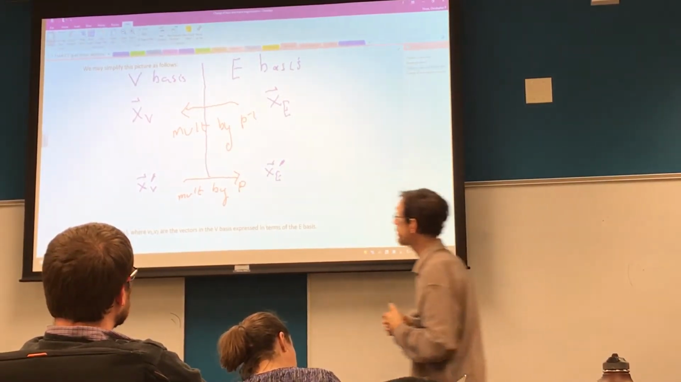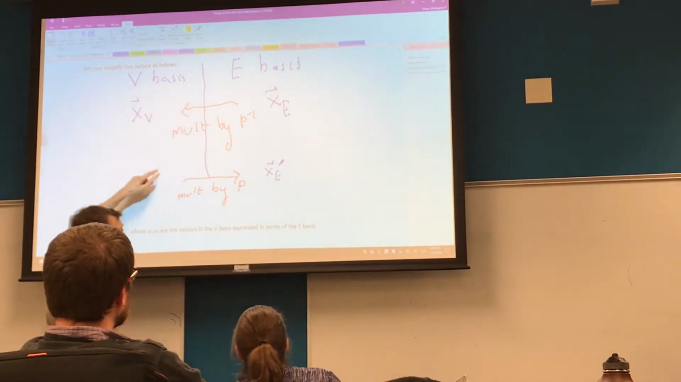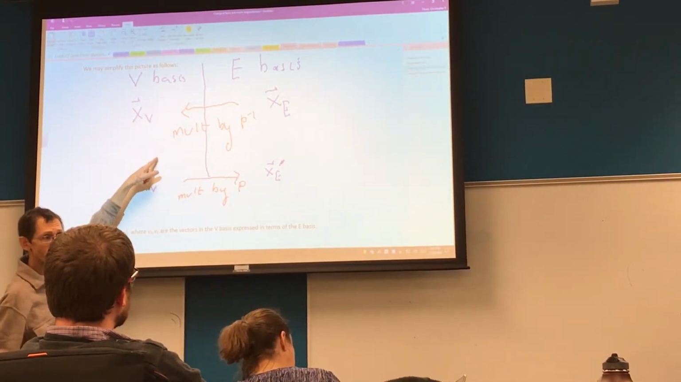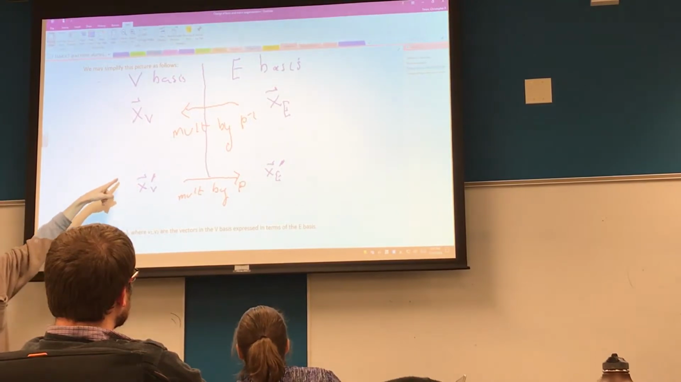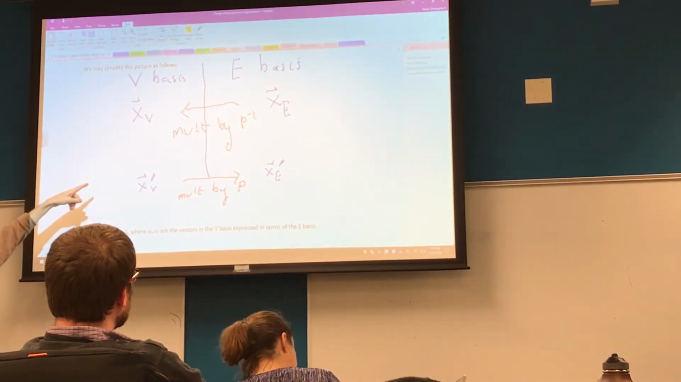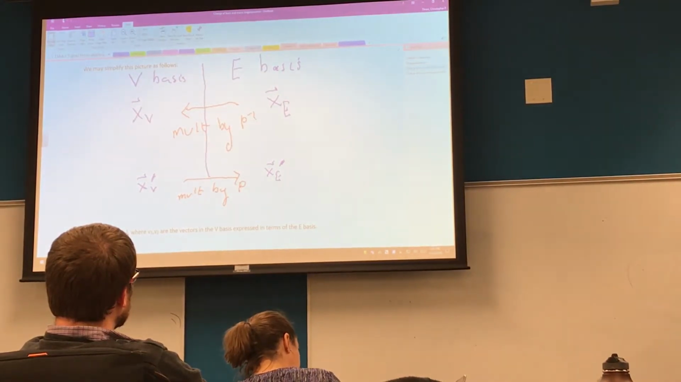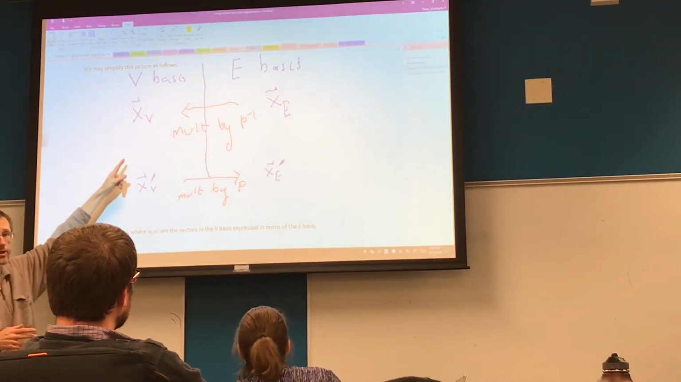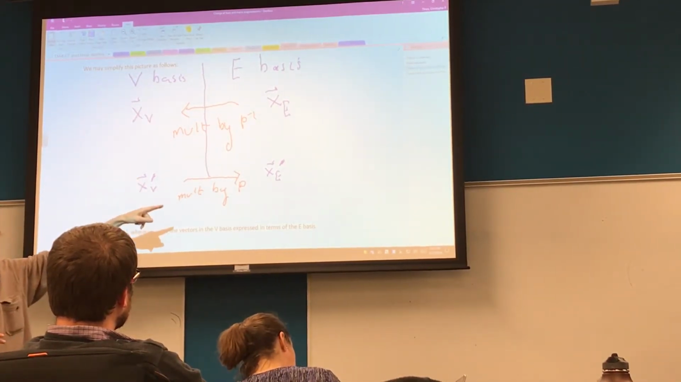Let's introduce a linear transformation over here. So he's looking at a linear transformation, and his linear transformation is diagonal. So the linear transformation looks very simple from his point of view. And how about from my point of view? What does it look like?